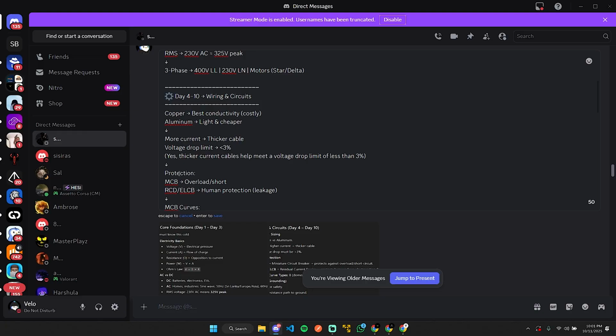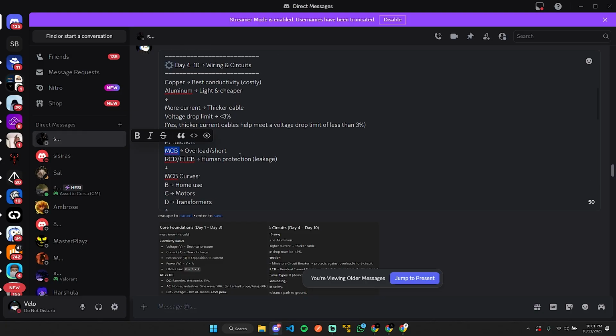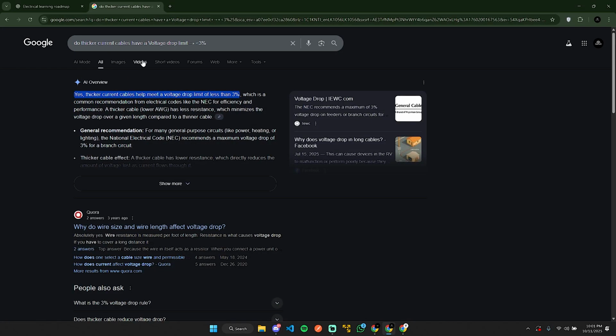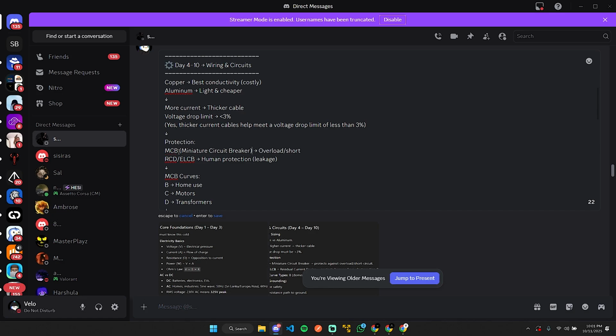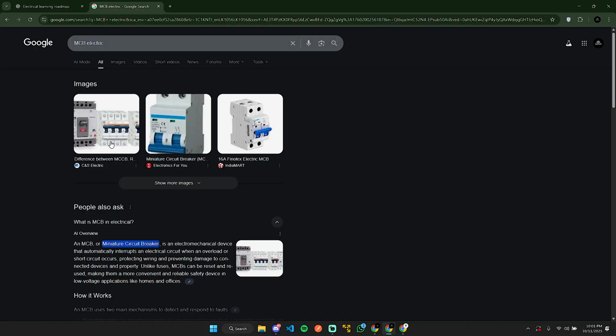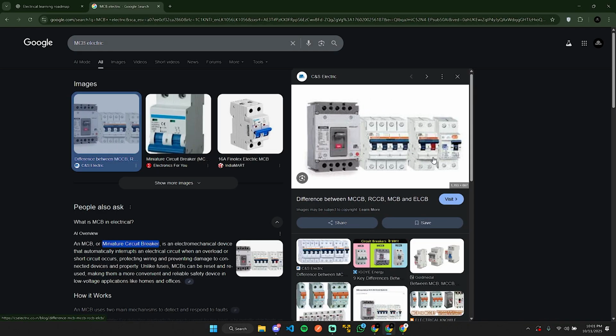Protection, MCB, which is overload, short. Interesting. And RCB, ELCB. What do they stand for? I need the definition. MCB, miniature circuit breaker. Interesting. So let's grab that real quick. I'm going to grab a picture of this as well. MCB, miniature circuit breaker. So I'm assuming it's a smaller circuit breaker. Interesting.